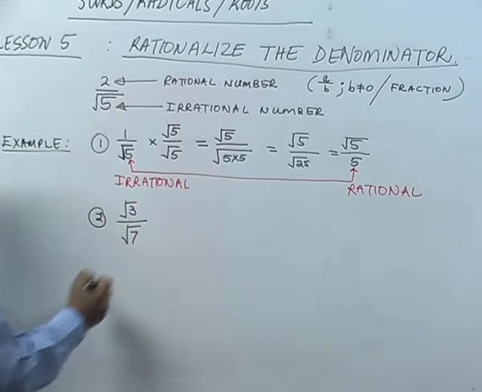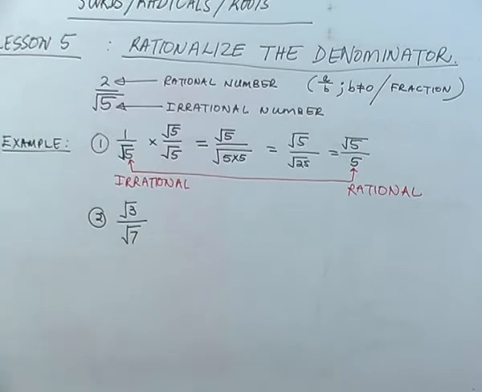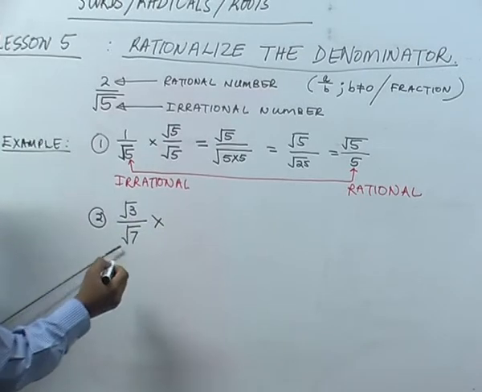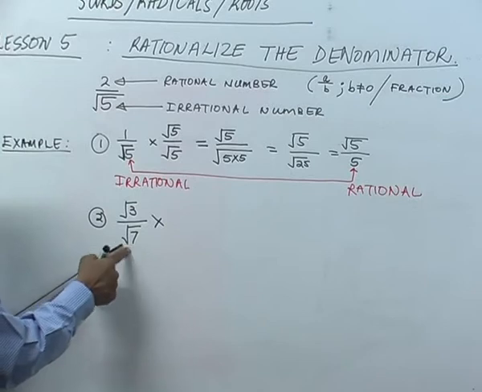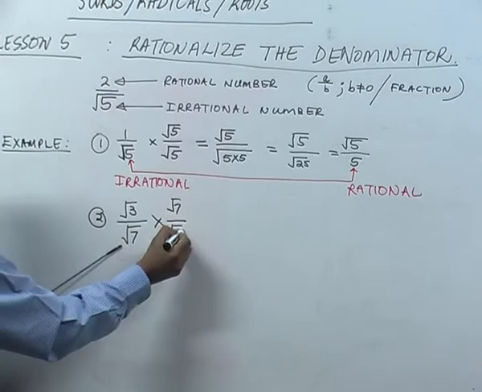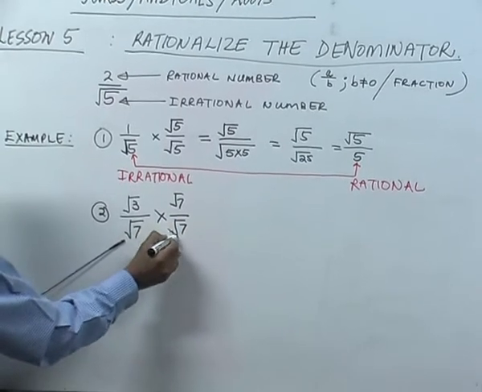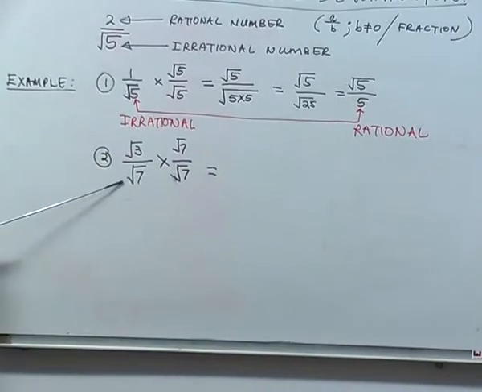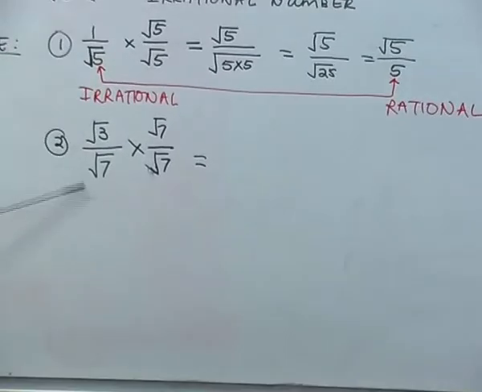Square root of 3 over square root of 7. Once again, you look at the denominator and multiply by denominator upon denominator, which means square root of 7 over square root of 7. Now you've got that. You look at the denominator, don't worry about the numerator. Although the numerator is irrational, don't worry about it. You only look at the denominator. Square root of 7, multiply by square root of 7 over square root of 7.